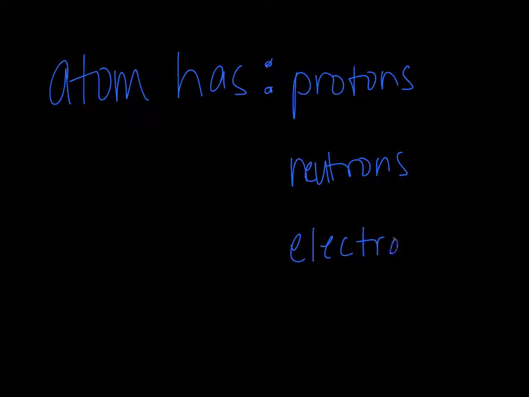Okay, so first of all, an atom has protons, neutrons, and electrons. And I use the symbols P plus, N naught, and E minus to represent protons, neutrons, and electrons.